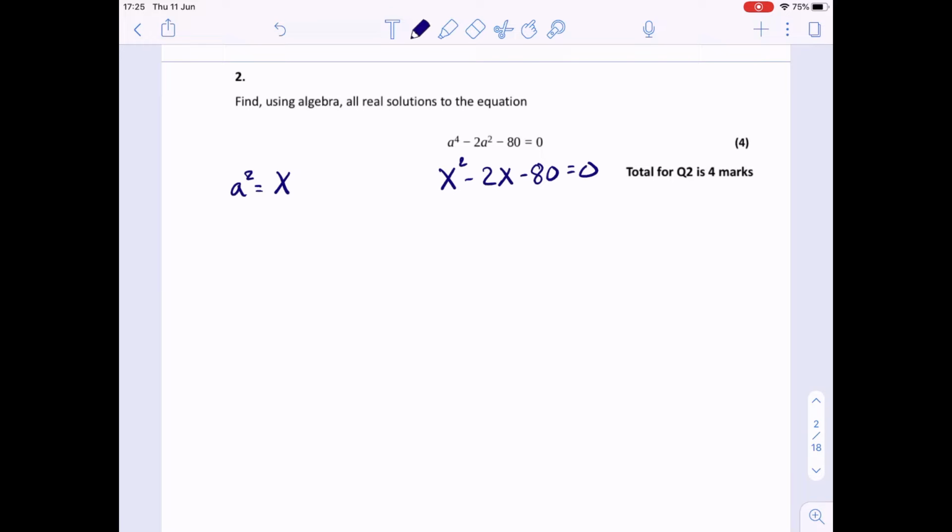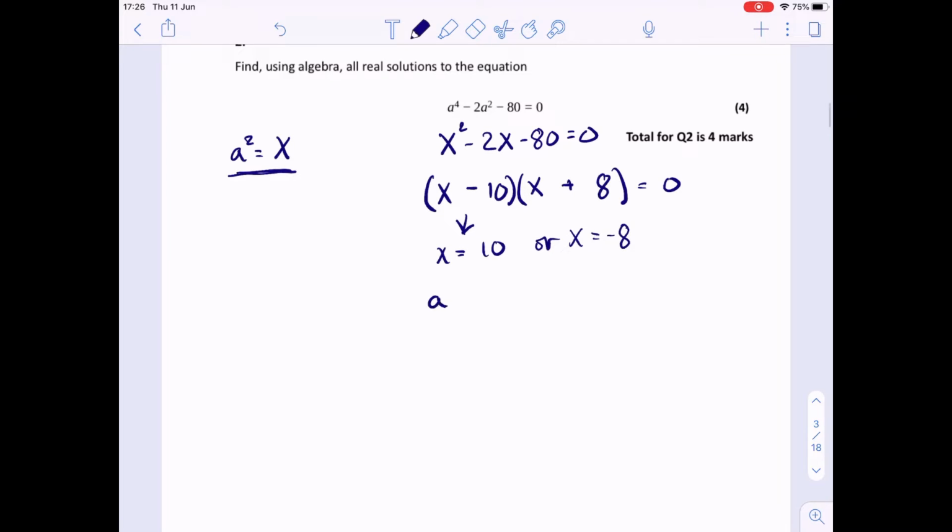So if we factorize this, 80, what's that going to be? 10 and 8. So (x minus 10)(x plus 8) equals 0, because we want a 10, we want an 8, we want a negative 2 here, so the larger number is going to be negative. From this we can read off that x equals 10 or x equals minus 8. And remember, we said that a squared equals x, so we can change this now to a squared equals 10 or a squared equals minus 8.